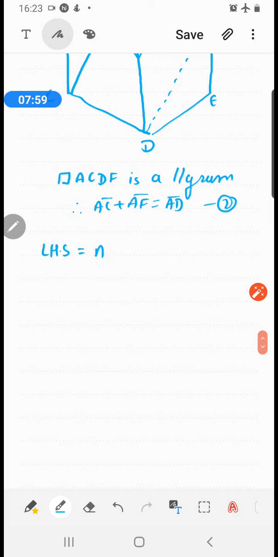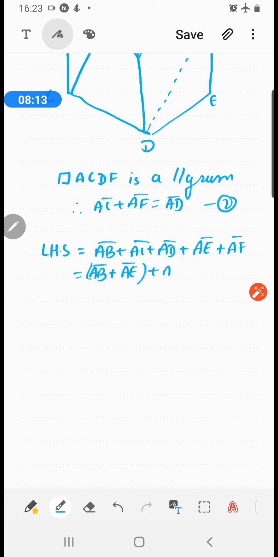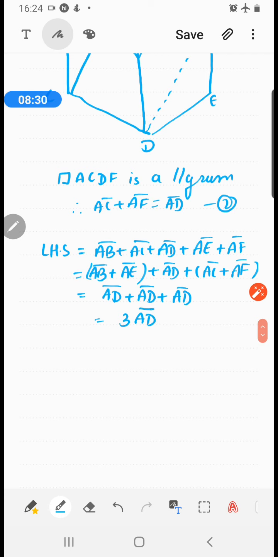Let's take LHS. We had AB plus AC plus AD plus AE plus AF. Now which combination have we decided? We have decided AB will go with AE. AD will remain as it is and AC bar will go with AF bar. Now here both the results are AD bar and AD bar. So what I get is AD bar plus AD bar plus AD bar. What I get is 3 AD bar. So the first part is proved.